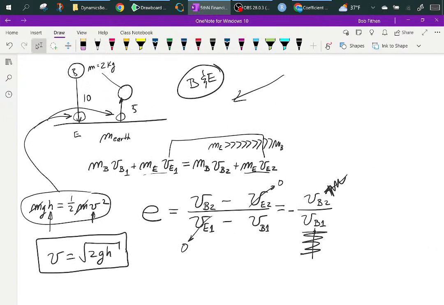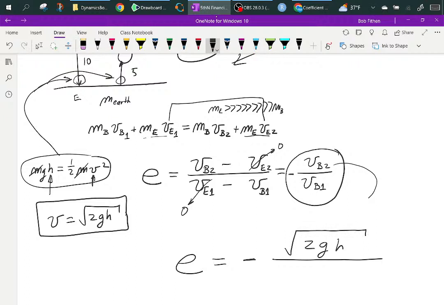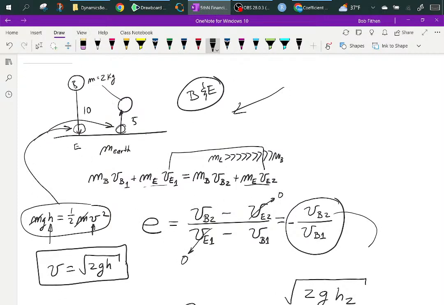So at this point, if you look at this thing, let's get rid of this extra stuff here. If you look at this thing and you say E is equal to minus, and then that's the final, so I'm going to say this, square root of 2GH. I'll better call that the final one. And this one, the 2GH, the initial.